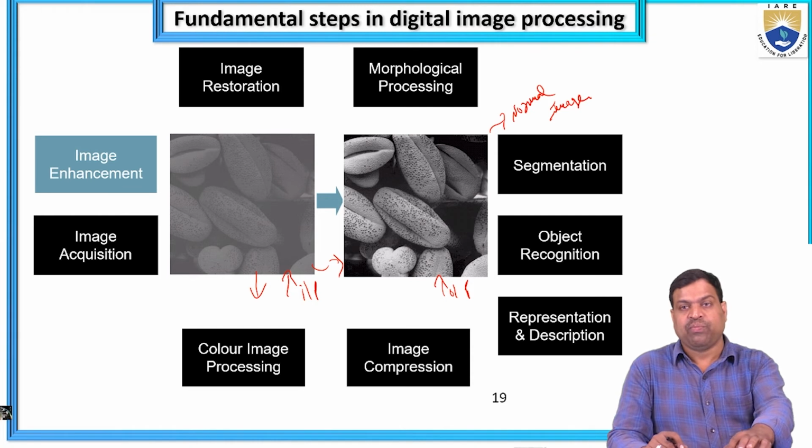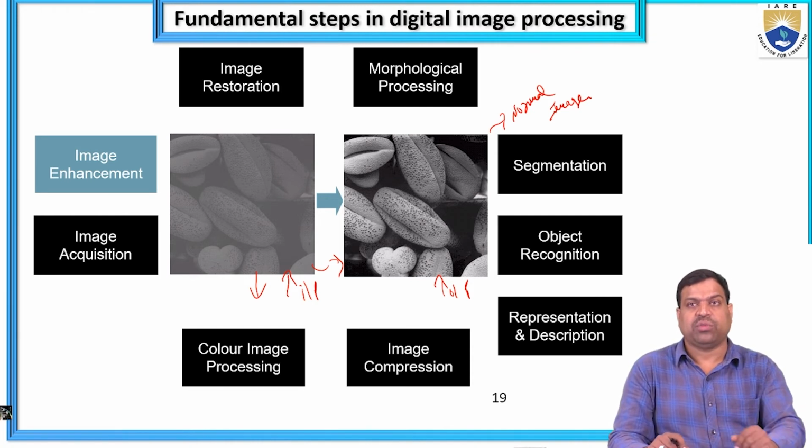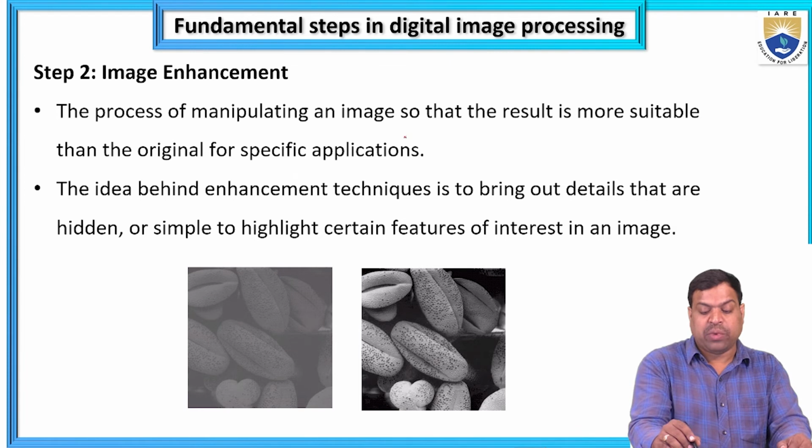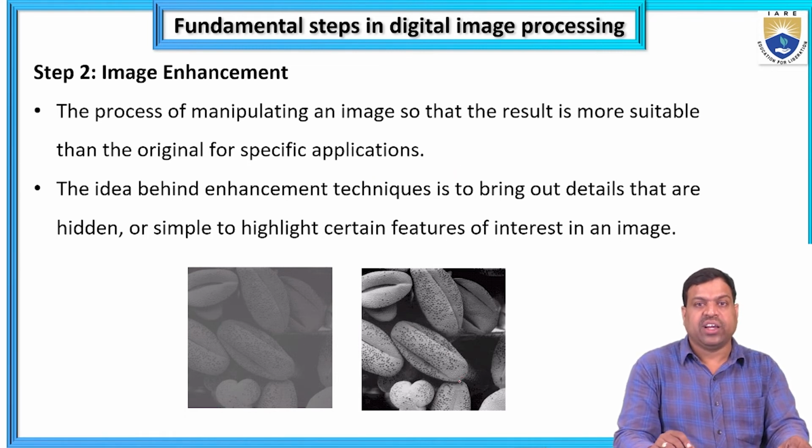What is the first form? It is noisy. The output is noiseless. So one form to another form, that is image enhancement. It is a process of manipulating an image so that the result is more suitable than the original for specific applications. The idea behind enhancement techniques is to bring out details that are hidden, or to highlight certain features of interest in an image.